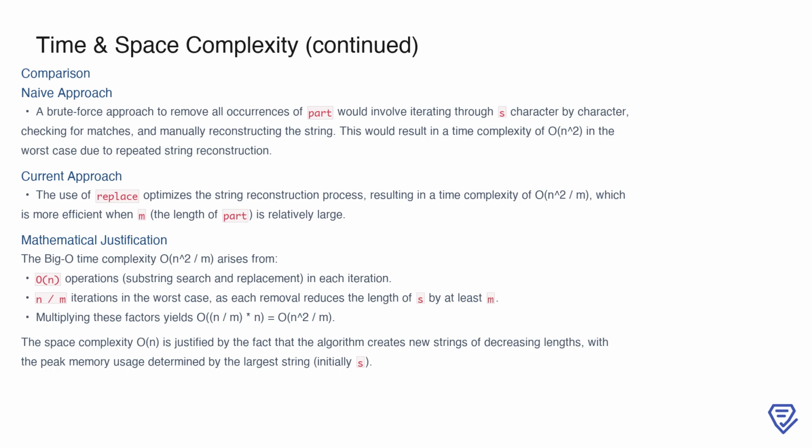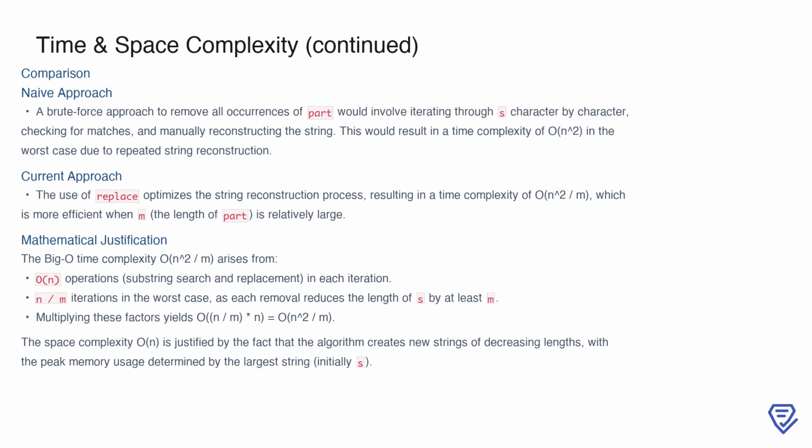By contrast, the current approach leverages the replace method, which optimizes the string reconstruction process. This reduces the time complexity to n²/m, making it more efficient, particularly when m, the length of part, is relatively large. The mathematical justification for the current approach derives from the fact that each iteration involves n operations for substring search and replacement, and the loop runs up to n/m times. Multiplying these factors gives n/m * n, or n²/m.